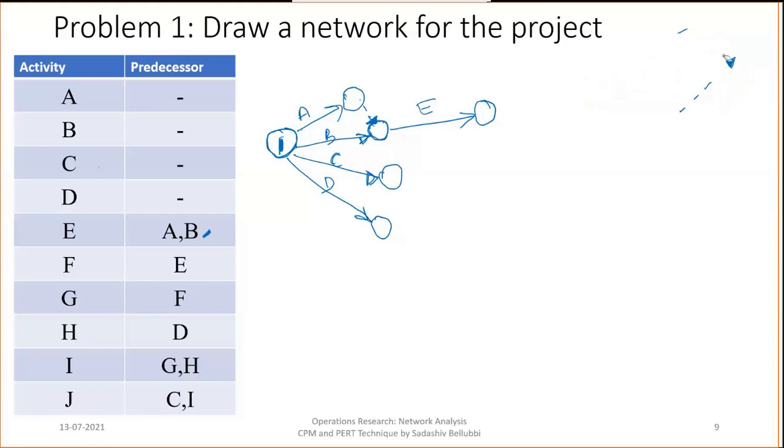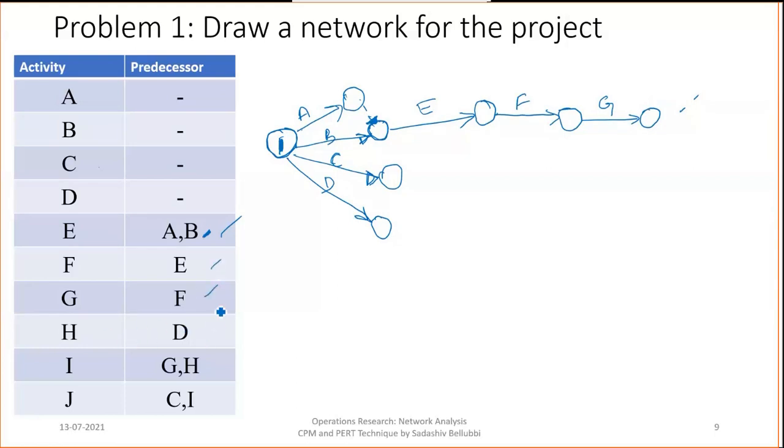Now we are finished with this also, and next we'll move on to F. If you want to start with F, then E should be finished. E is finishing here, so then draw F. Next, for G, F should be finished. After finishing F, we can draw G. And next, for H, D should be finished.